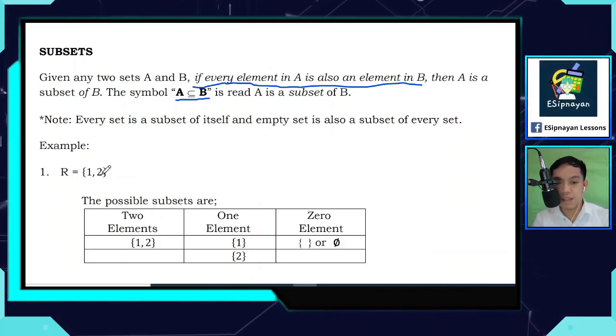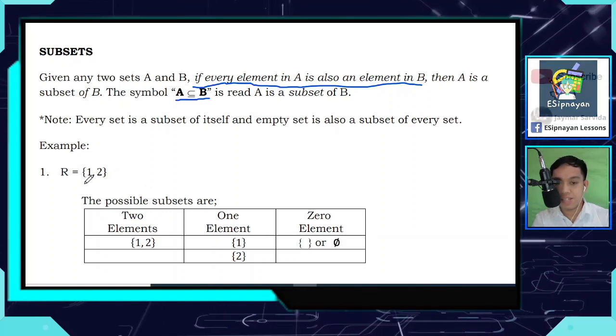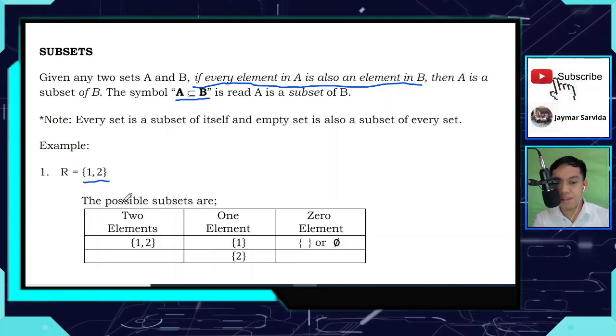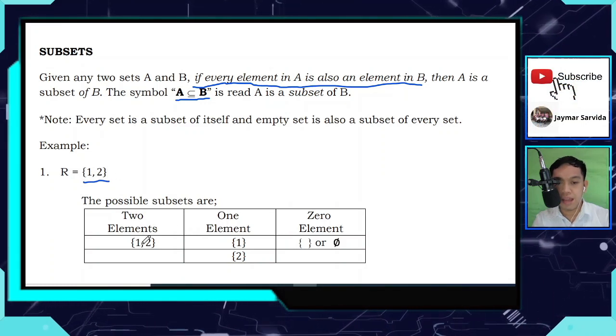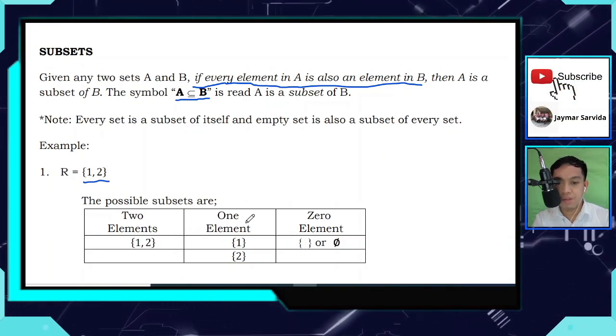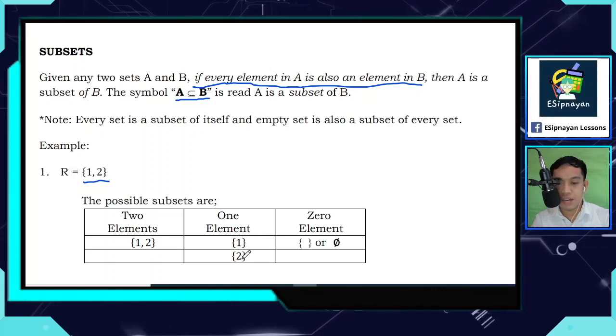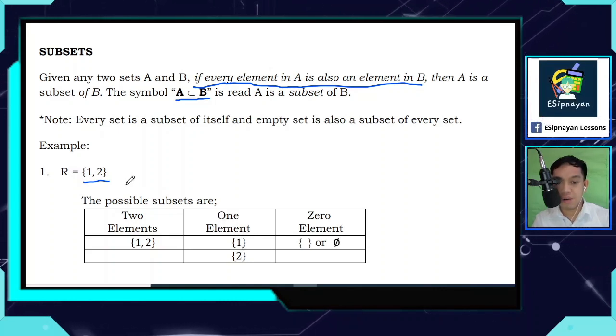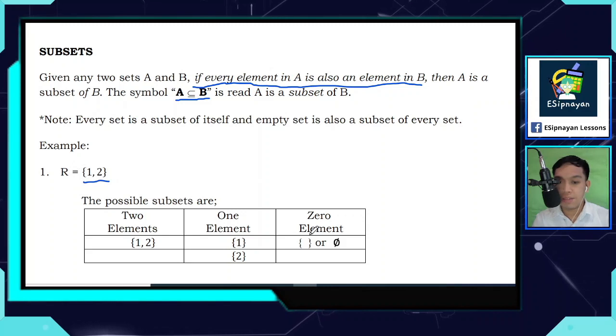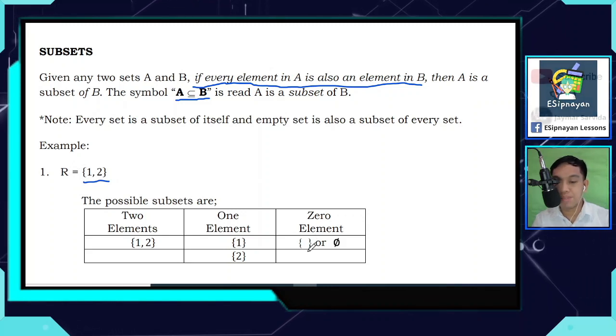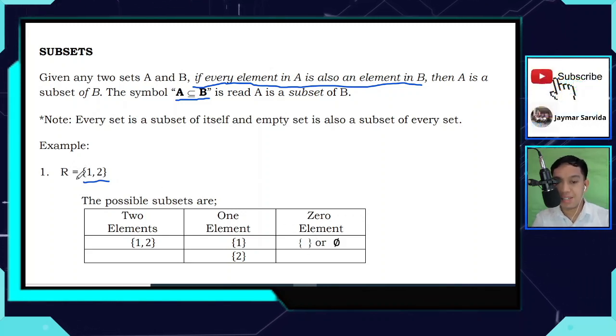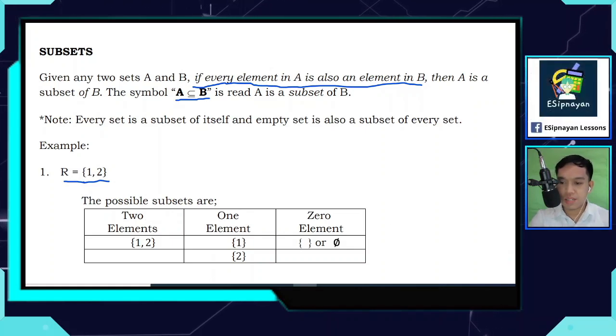So number 1 example, we have set R containing the elements 1, 2. So ano yung kanyang mga subsets? The set itself is a subset of itself. Ayan, so itong 1, 2. And then, yung ating 1 at saka 2 is a subset of set R. And also, the null set or the empty set. Yan ay subset din ito. So, we have 2 elements, 1 element, and 0 element. Next.